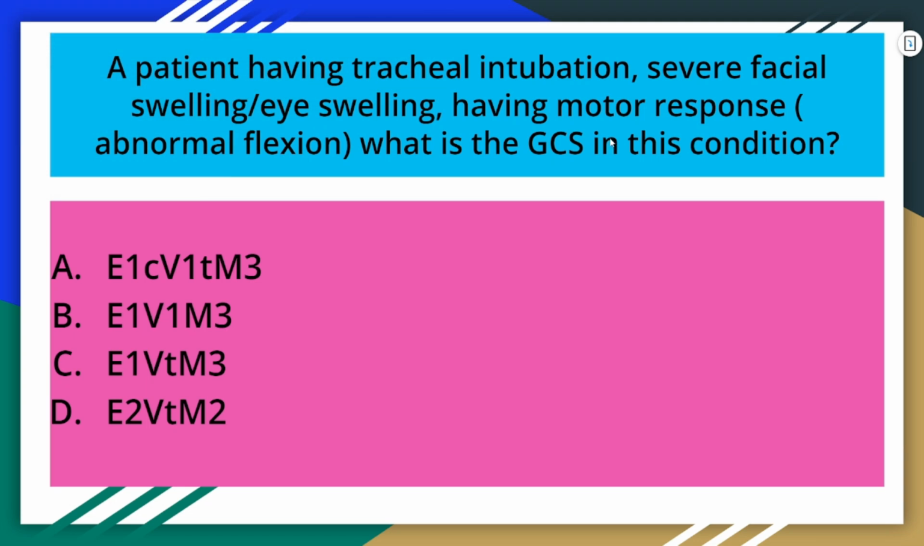A patient has tracheal intubation, severe facial swelling, and a motor response of abnormal flexion. What is the GCS in this condition? For severe eye swelling or facial puffiness, it has to be written as E1C because the eye is closed. Here, tracheal intubation means for the verbal response, it has to be written as VT. For motor response, there is abnormal flexion. Abnormal flexion is decorticate rigidity, so it is scored as 3. So the correct answer is E1C, V1T, and M3.